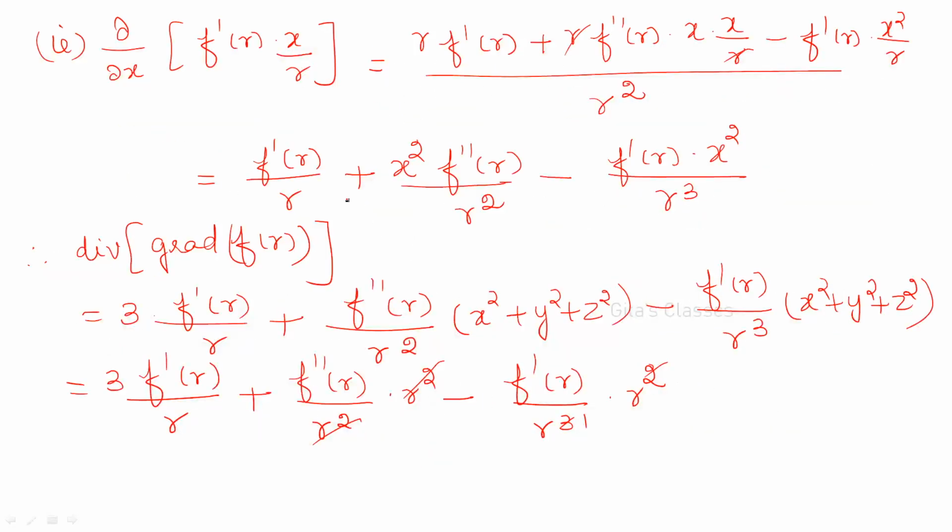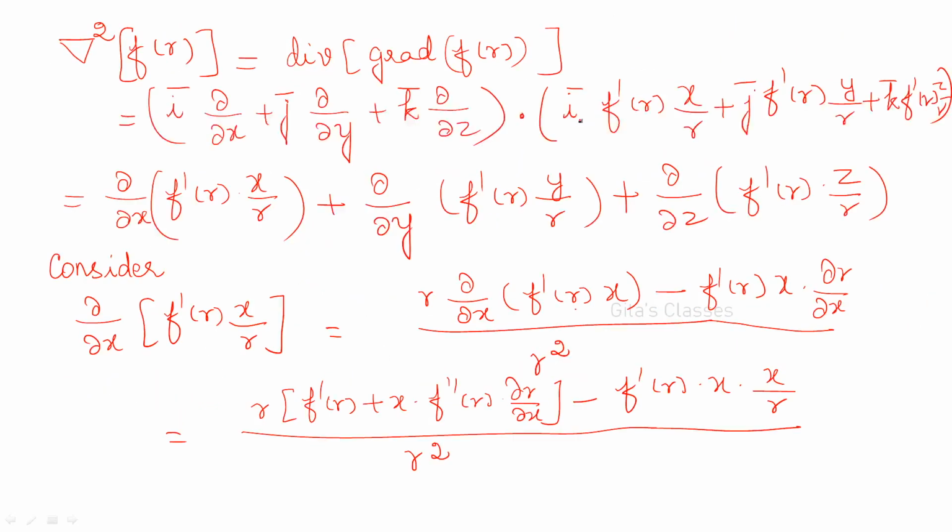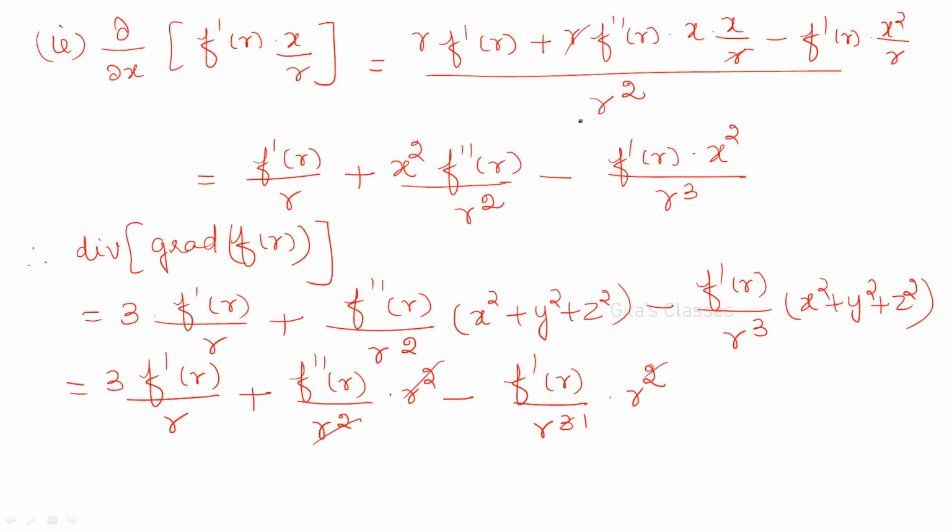That is r into f dash of r plus r into f double dash of r into x into ∂r/∂x, again. ∂r/∂x is x by r. Just a substitution and simplification. Minus f dash of r into x squared by r. So in each term we can cancel these things. Here r and in the second term itself r and r will get cancelled. So f dash of r by r plus x squared into f double dash of r by r squared plus f dash of r into x squared by r cube.